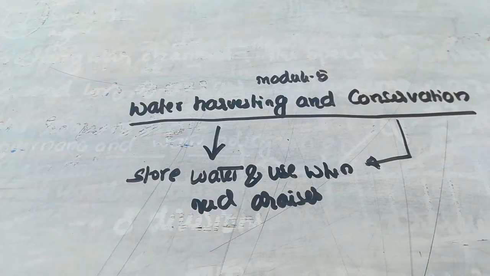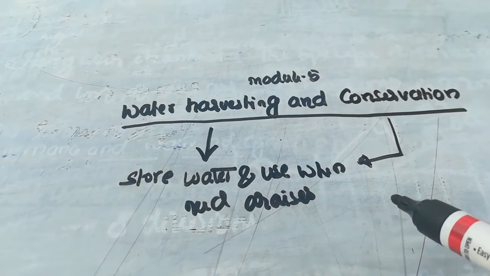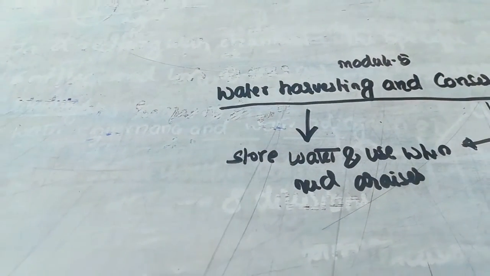Many techniques are used for water harvesting systems. We can harvest the water using rooftop techniques. Rooftop techniques means water is collected from the rooftop, and we can make a small trench and use that water for further use. That is also one of the techniques. First we'll discuss the principle of water harvesting and conservation.